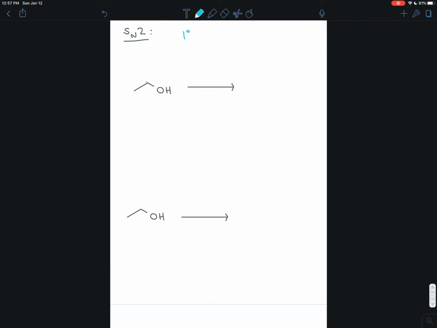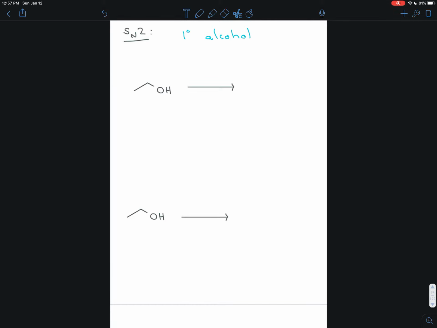Okay, so if the carbon that has the OH on it is just bonded to 1 other carbon, then it's a primary alcohol, and you would want to use the reagents for an SN2 reaction. Again, if the carbon that has the OH on it is bonded to just 1 other carbon, then it's a primary alcohol, and you would want to use the reagents to accomplish an SN2 reaction.